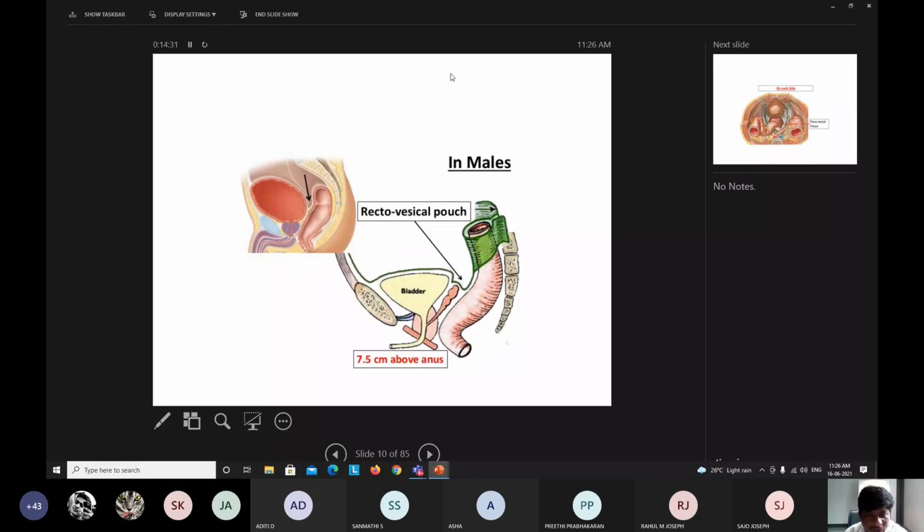And in female, if you go to the female anatomy of the rectum, there are two pouches. Again, this is in male only, same slide in male. So in male, this is a rectovesical pouch. If you pass a finger from the anal canal, you can palpate this rectovesical pouch. The distance from the anal canal to this pouch is 7 centimeters. Okay, 7.5 centimeters from the anal canal. So this is the distance from the anal canal to the fossa or the pouch.